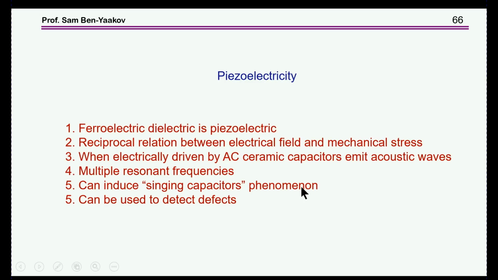For a capacitor without cracks, there is a certain picture of the resonances. With cracks, the picture is changing a lot. So by this, you can say if a capacitor has cracks. This is a method for testing capacitors. So we have multiple resonant frequencies. Now, there isn't much information about it. I'm just giving you whatever is available today.